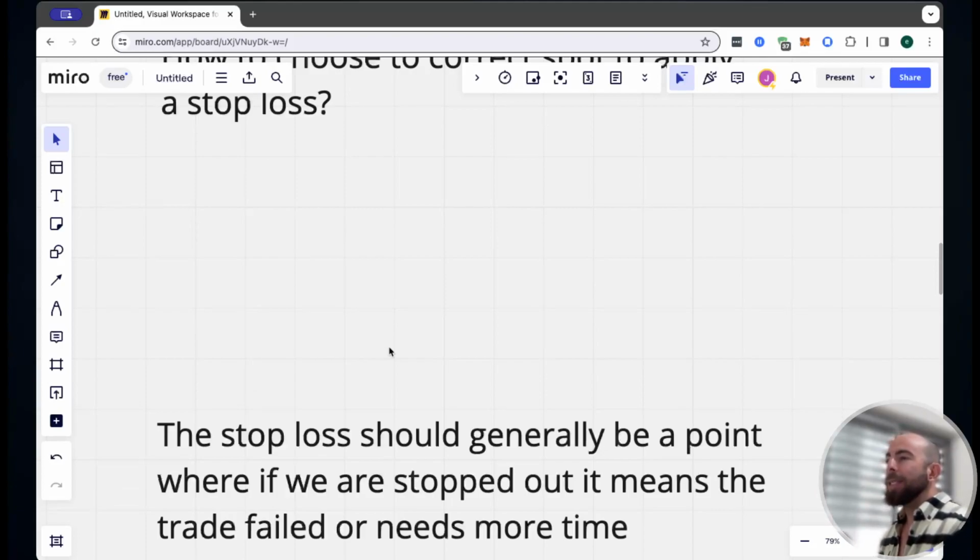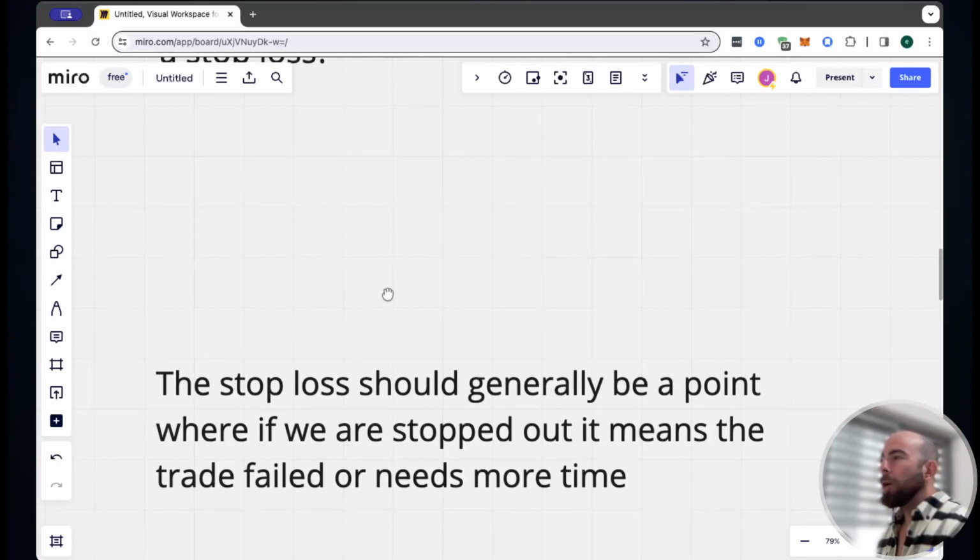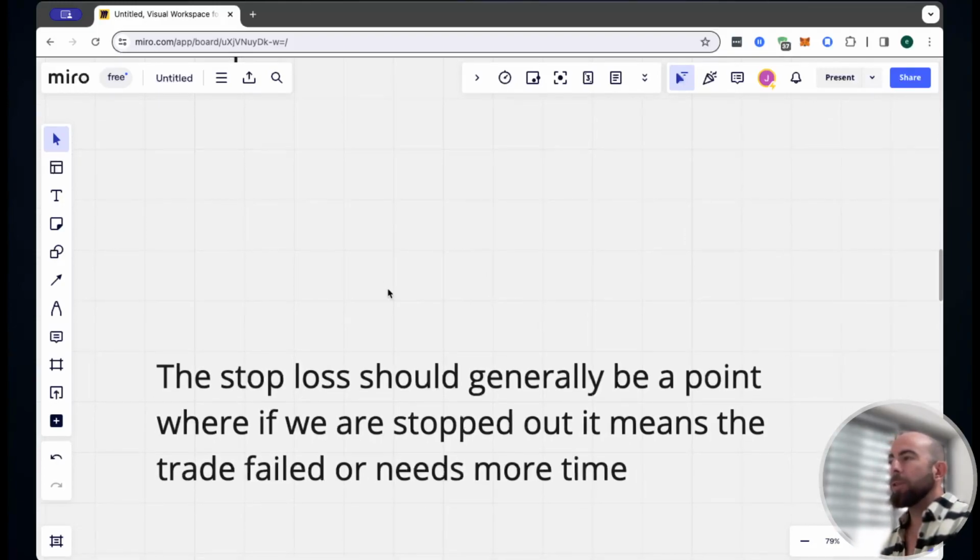So let's define where would be the best area to apply a stop loss. This is the definition, right? The stop loss should generally be a point where if we are stopped out, it means that the trade has failed, or as I said, needs more time. Remember the purpose? The purpose is to get you out of a trade that is failing, or to get you out of a trade that just needs more time, right?